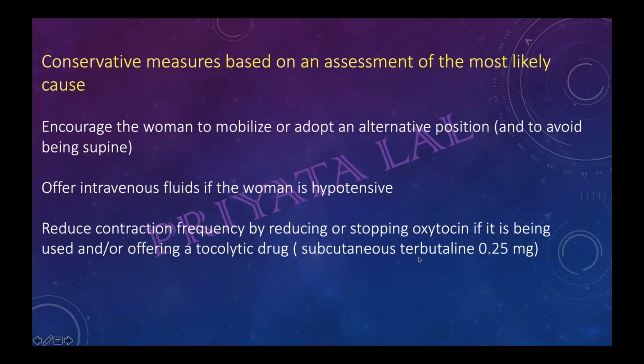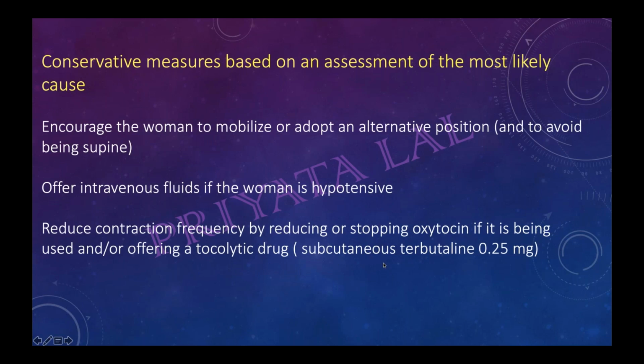Now what are the conservative measures? Either you change position, she can change to any position but avoid the supine position. If the patient is hypotensive, the answer will be fluids. If the patient is on oxytocin, many questions come from here. If the patient is on oxytocin induction, then your answer will be stop oxytocin, or offer a tocolytic.